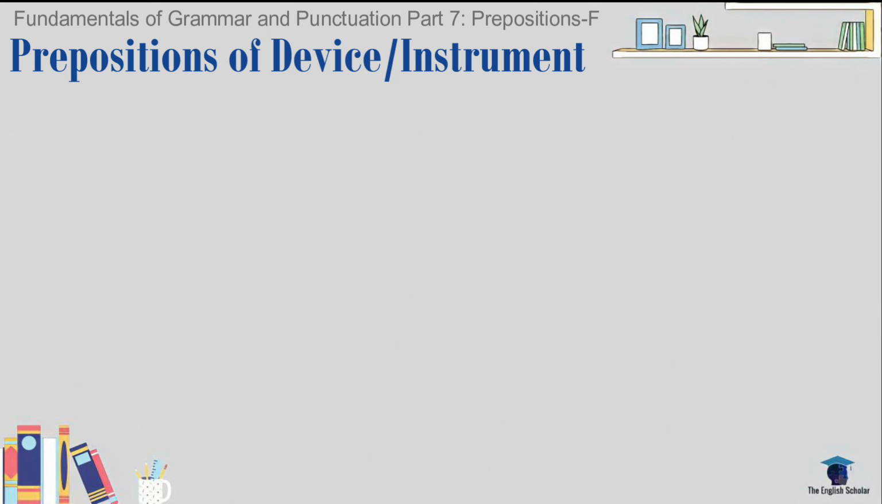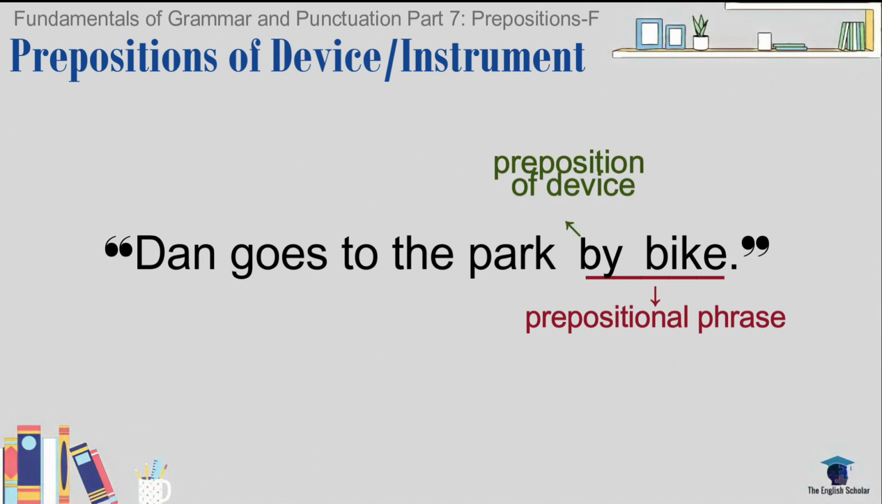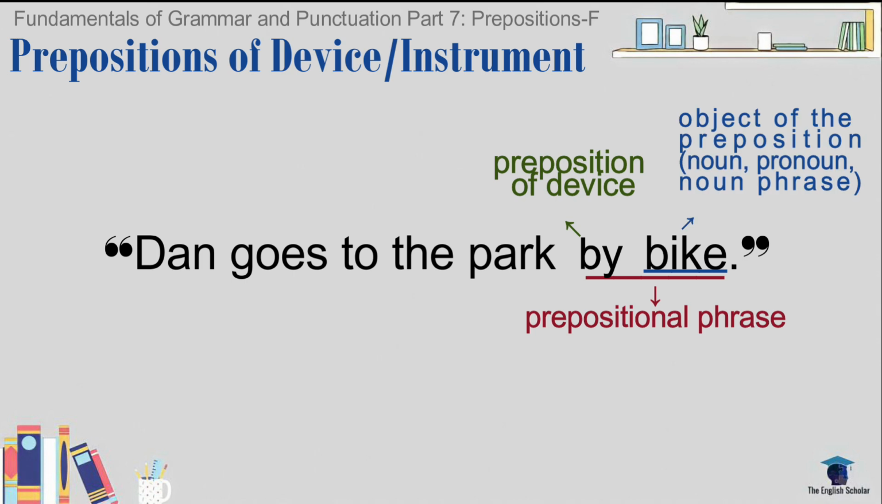Before we go ahead, I'd like to remind everyone that in our series of discussions on prepositions, our example sentences contain underlined phrases. Those phrases are called prepositional phrases. The bolded words are the prepositions, and the nouns, pronouns, or noun phrases that come after them are their objects, called the object of preposition.